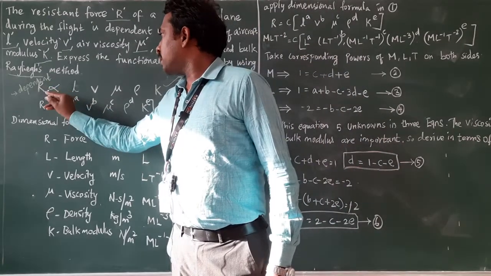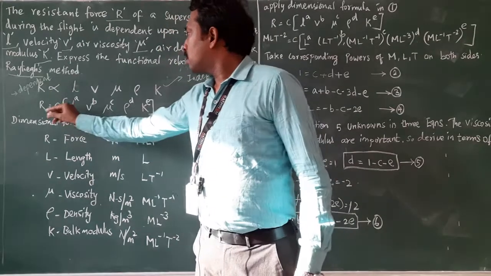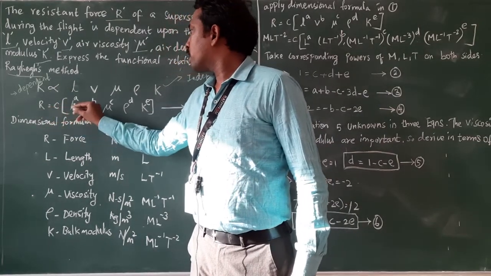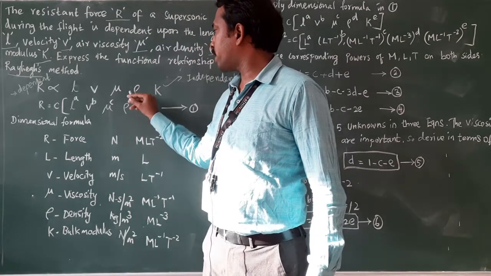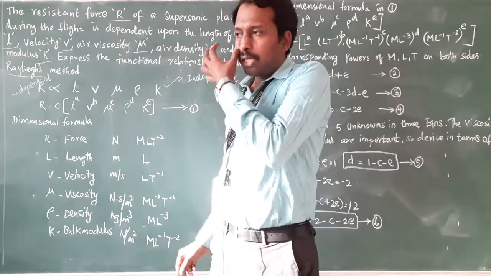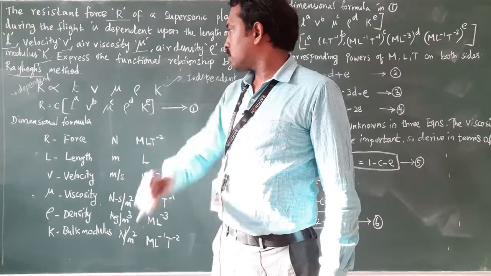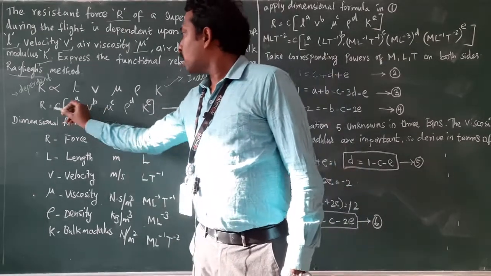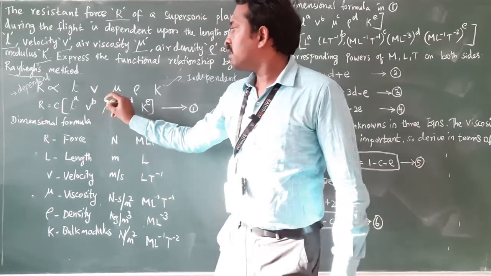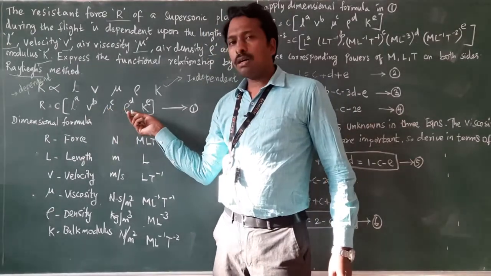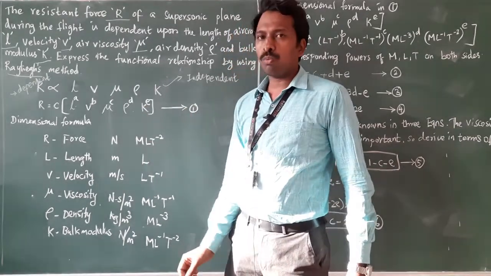So for cancelling this proportionality, I am introducing a non-dimensional constant: R equal to C of L power A, V power B, mu power C, rho power D and K power E. I am introducing the power for each independent variable to solve the relationship. This is equation number 1.